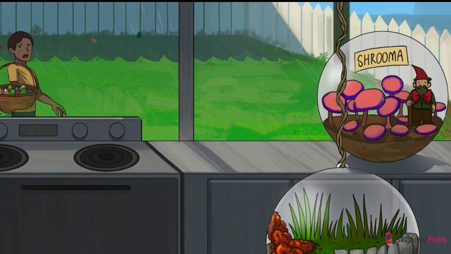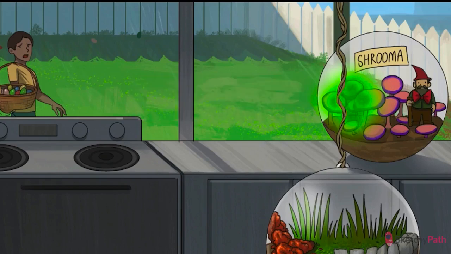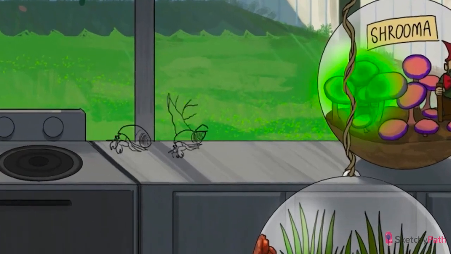What other whimsical shroom secrets are in store for us? No magic. Radioactive iodine-123 is often used for diagnosis. Kind of like how a hormone-secreting thyroid nodule will show elevated uptake of I-123. If you see uptake of I-123 in the ovaries, you've got Struma ovarii, my friend.